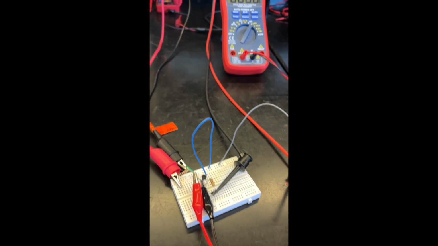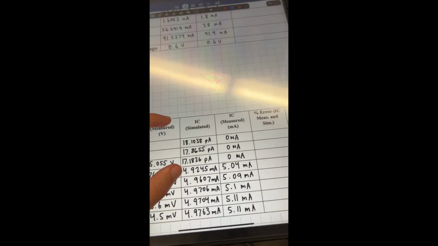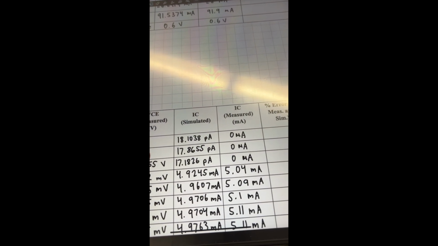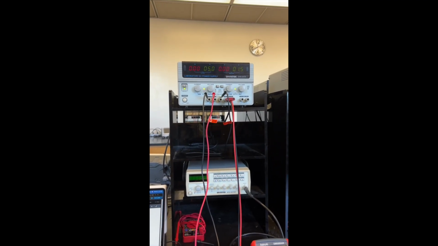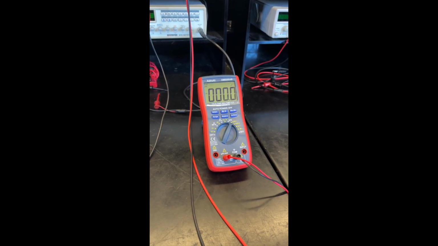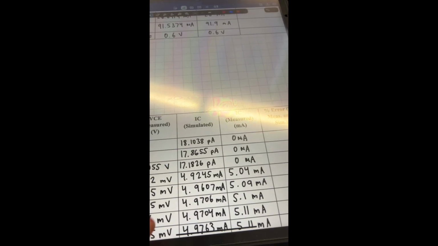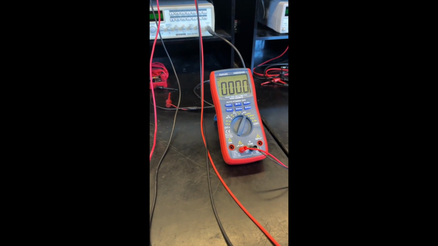So when I do that, my IC is giving me a reading of 0, and my simulated was very small. It was 18 picoamps. And now for my VN being negative 1.5 volts, I'm getting a current reading still of 0 microamps, but this is because whenever the VN is negative, the current readings are very small. I still have 17 picoamps, and so this is kind of limited on how precise the measurements can be.